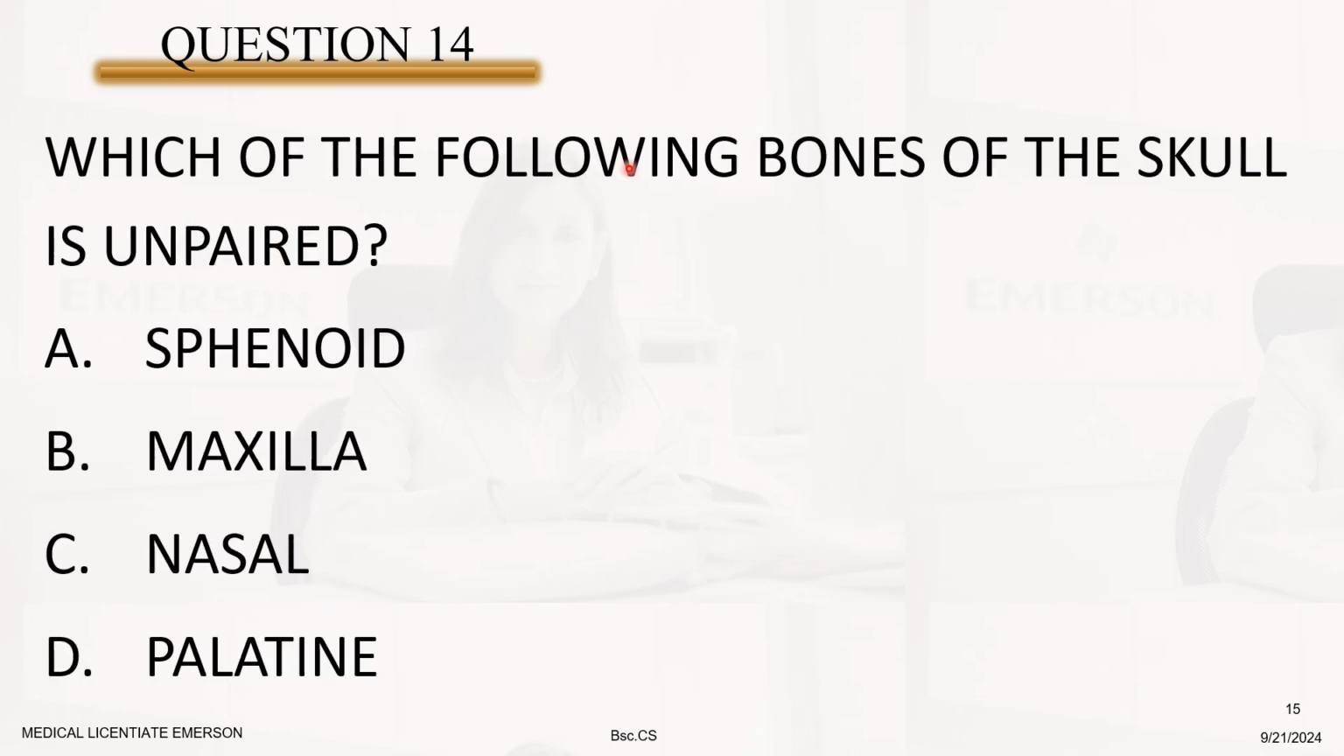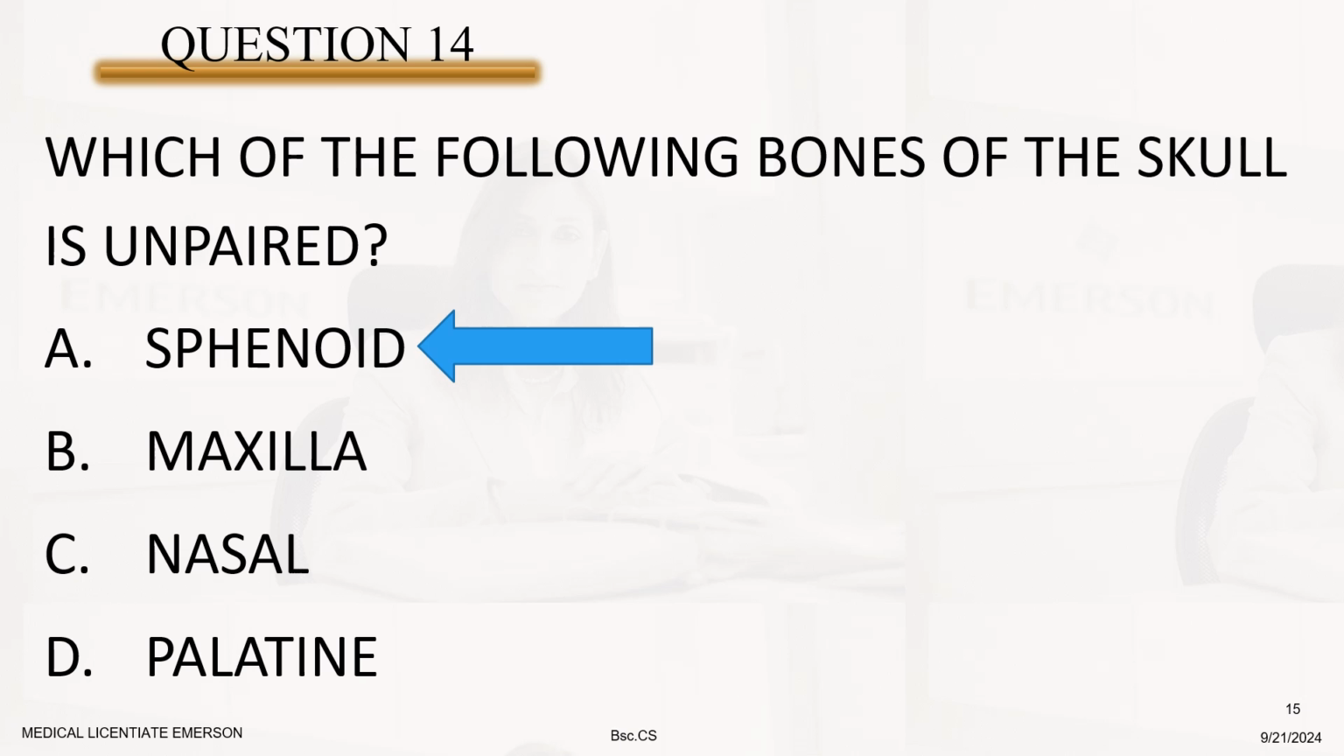Which of the following bones of the skull is unpaired? The sphenoid, the maxilla, the nasal, or the palatine. Which one is unpaired? The one which is unpaired is the sphenoid bone.